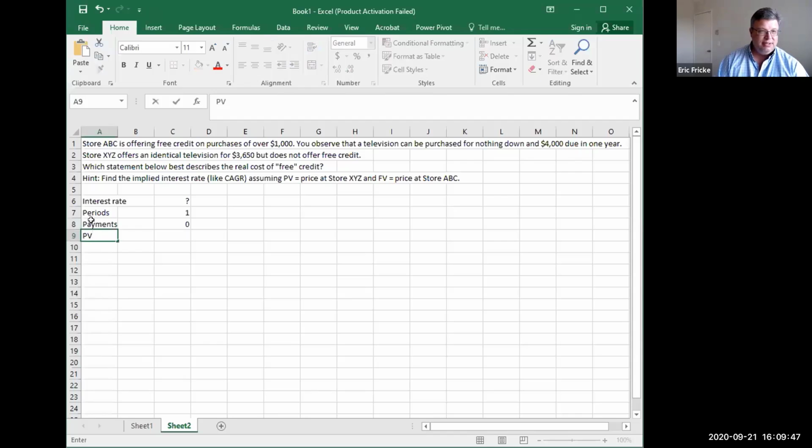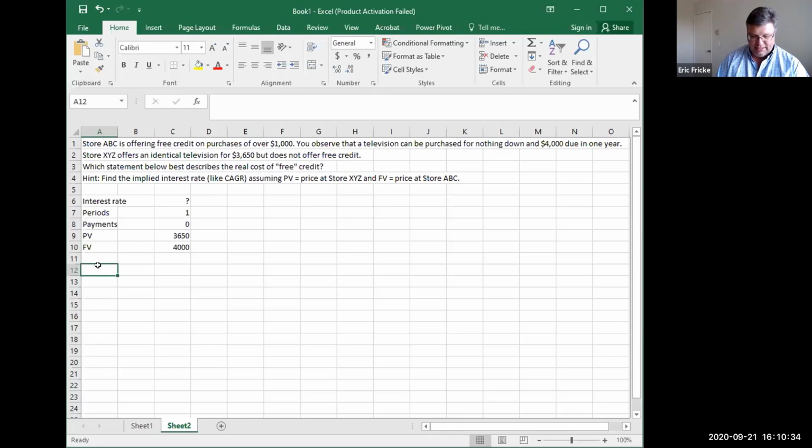So the next thing is, what's the PV? We're kind of given in the example that the PV is basically the price that you would pay today. So that's the $36.50. Future value is what we would pay at the first store. That was $4,000. So with all these time value of money problems, there's 5 pieces of information. You're usually given 4 of them, and you have to find the last one, right? In this case, we have to find the interest rate.